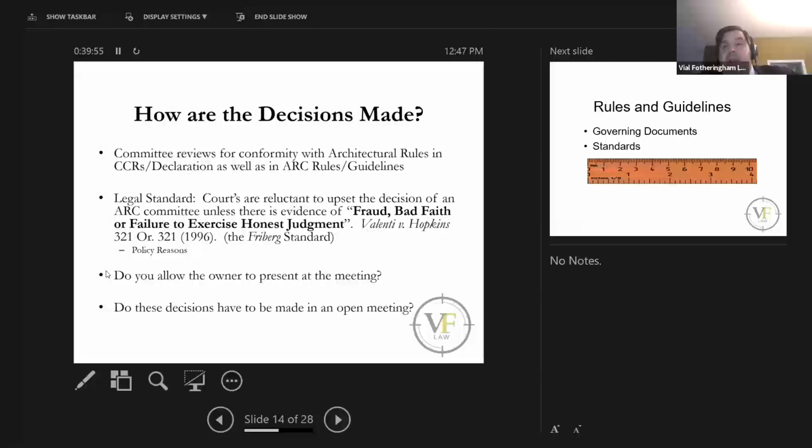And typically, the language in the architectural review section or article of your declaration will have general language that says something like, the Architectural Review Committee may establish standards, guidelines, and rules governing these things. And that broad grant of authority allows you, within the confines of your governing documents, to establish rules and to establish standards. Now, this is, of course, very important when a community is under new construction, but it's overlooked far too frequently in a community that's already built out.